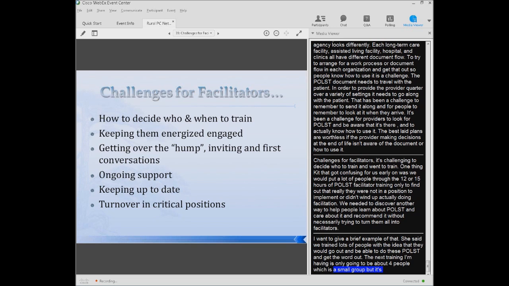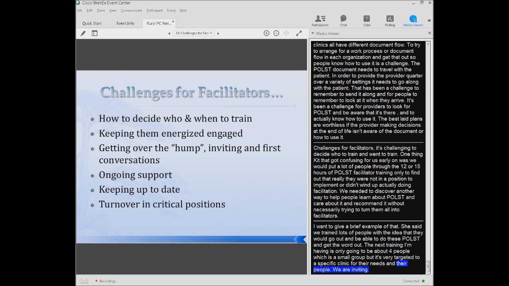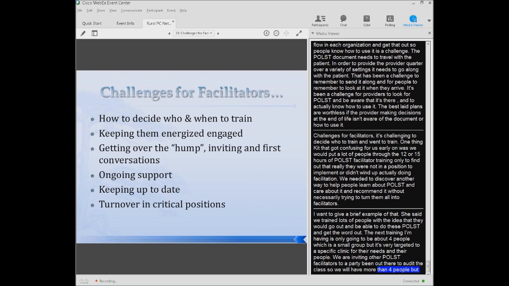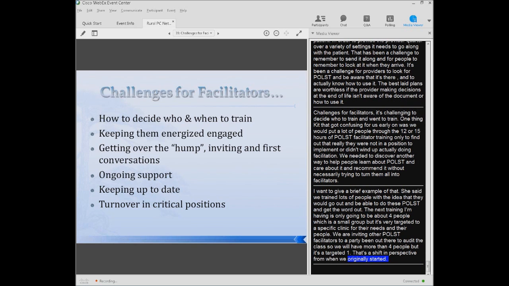And then we're inviting our other POLST facilitators who have already been out there to come back and audit the class. So we'll have more than 4 people, but it's really a targeted one, and that's quite a shift in perspective from when we originally started. Thanks, Mark. Keeping that group energized and engaged again, facing their multiple priorities, getting over the hump.